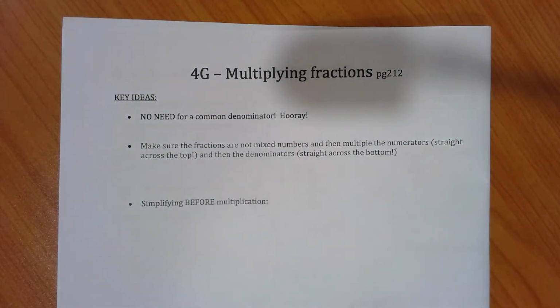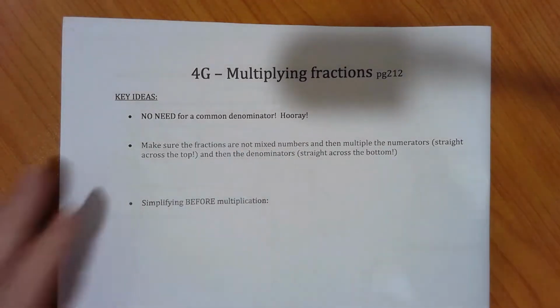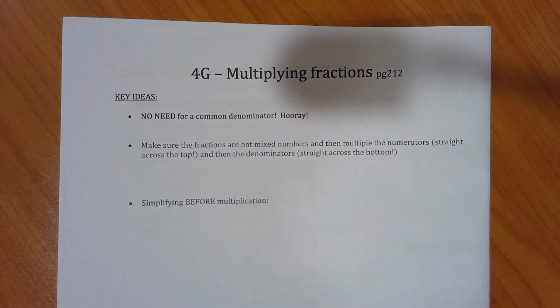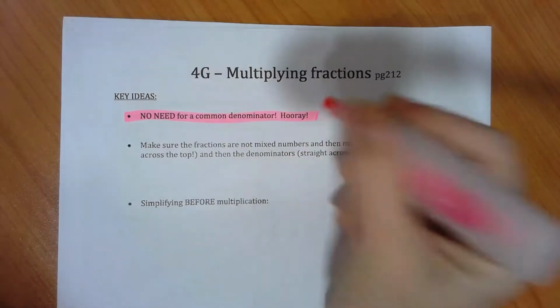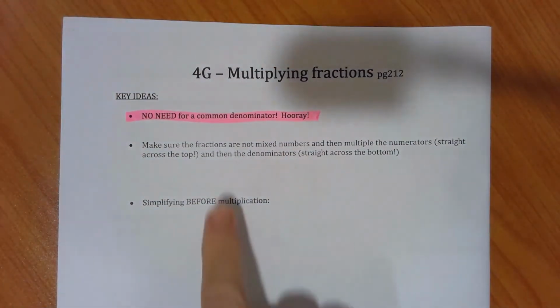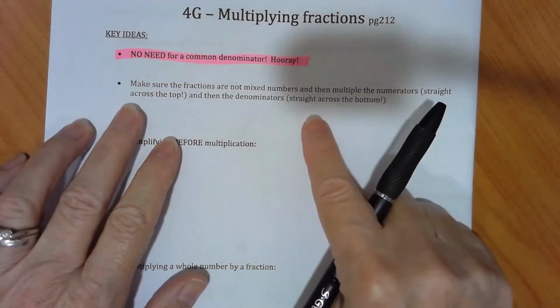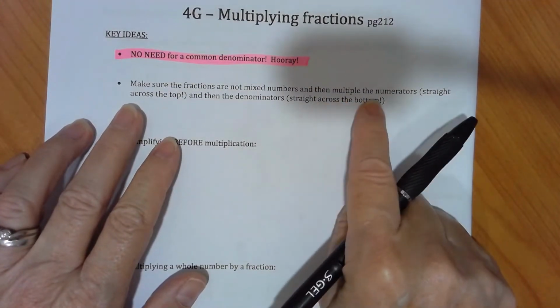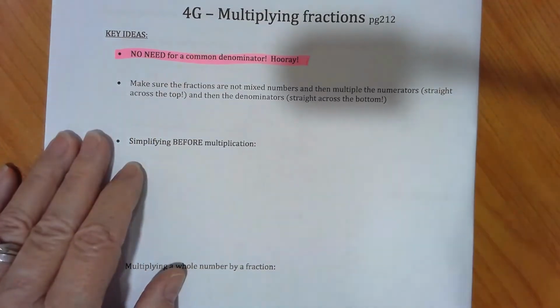Okay, so when you multiply fractions, you don't need to build fractions. There's no need for a common denominator. In fact, I don't want you to get a common denominator. So that's a really, really good thing. That's the important part. It's easy. Make sure the fractions are not mixed numbers. You would have to change them into improper fractions. And to multiply, you go straight across the top, straight across the bottom.